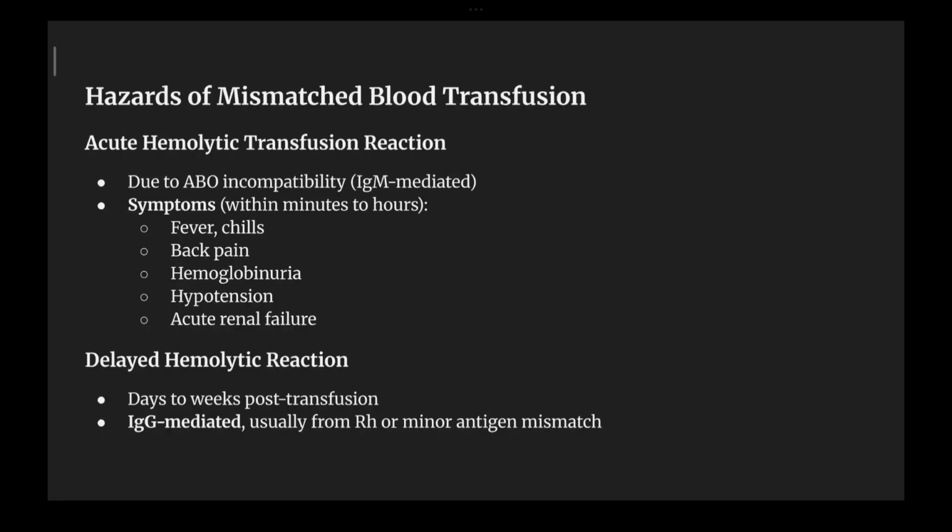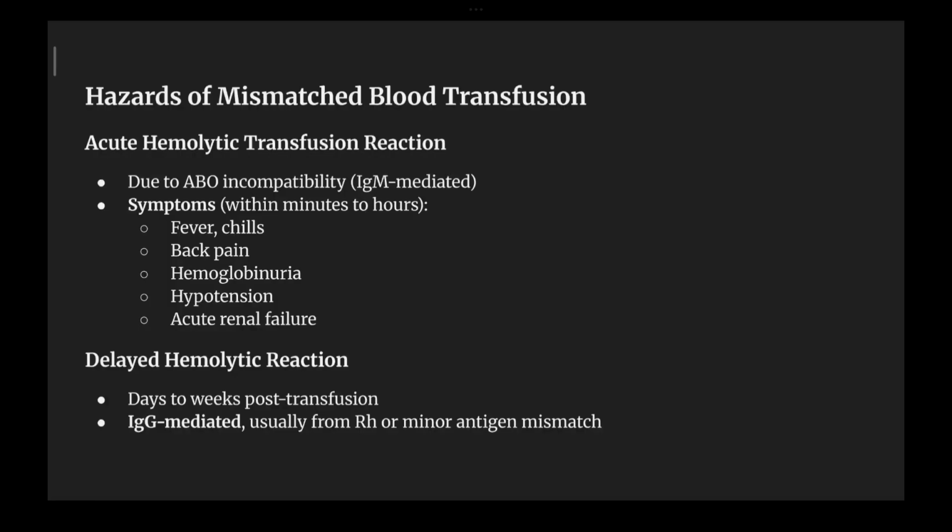The hazards of mismatched blood transfusion. This is a major concern that is kept in mind whenever a transfusion reaction is observed due to wrong blood being transfused, or when there is improper vigilance while doing a blood transfusion. The hazards of mismatched blood transfusion can be studied in two ways: one is acute hemolytic transfusion reaction and the other is delayed hemolytic transfusion reaction.